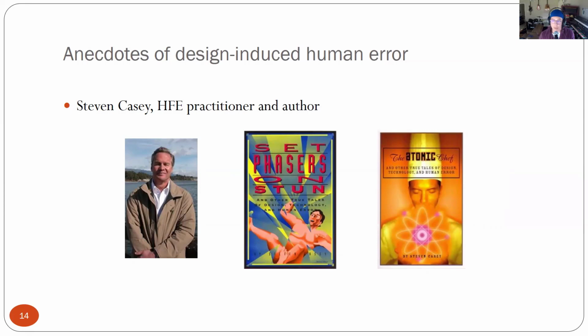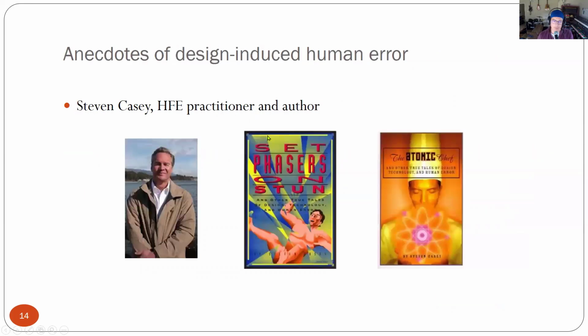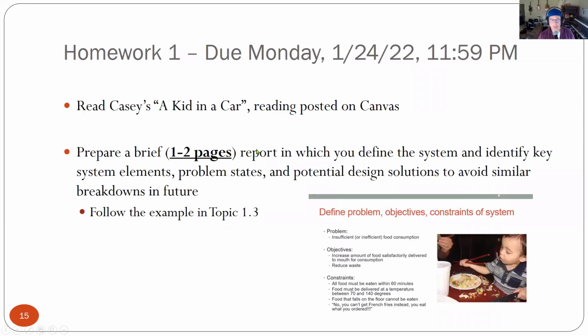That's going to be your assignment for this topic. Now, don't go right to this yet because you haven't gotten all the information yet. But I want you to read A Kid in a Car, which is one of the chapters from The Atomic Chef. By the way, if you like learning about a terrible thing in an interesting way, I have these books. I'd be happy to loan them out to anybody. They're great, like pop science, easy to read.